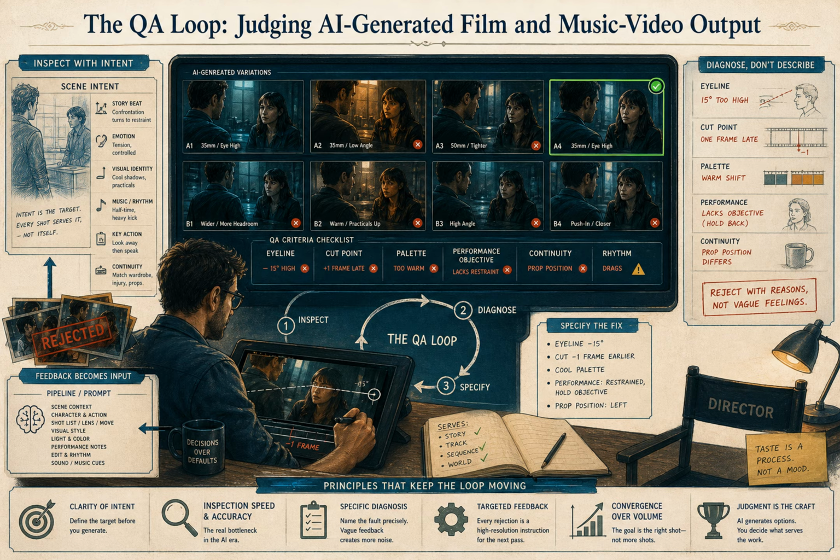Precision in language is the superpower here. Eyeline is 15 degrees too high is actionable. Cut lands a frame late is actionable. Palette shifted warm is actionable. The performance has no objective is actionable. But it feels weird is not a direction. It is a loop trap. Write the rejection reason like a craft note, not a mood.